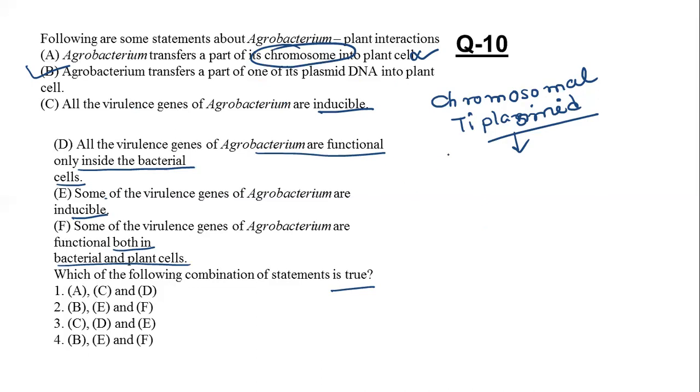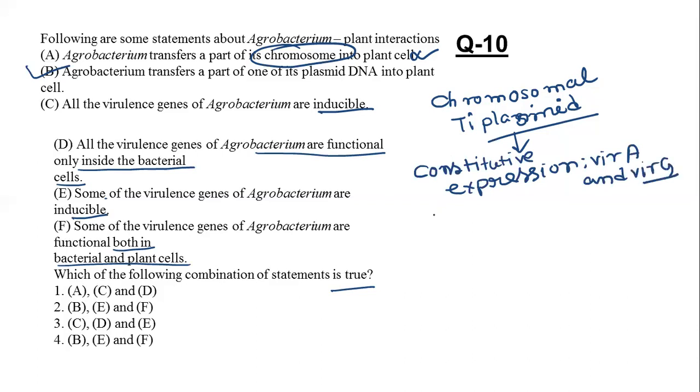We know that constitutive expression occurs in vir A and vir G. Vir A and vir G are constitutively expressed, and all other vir genes are inducible. All the rest of the vir genes have inducible expression.